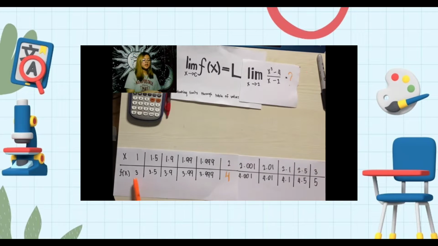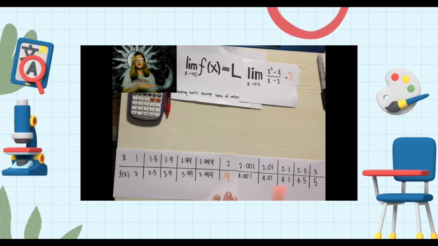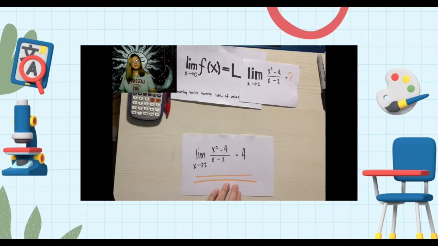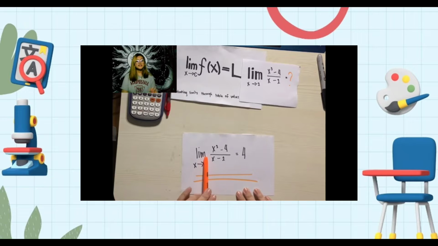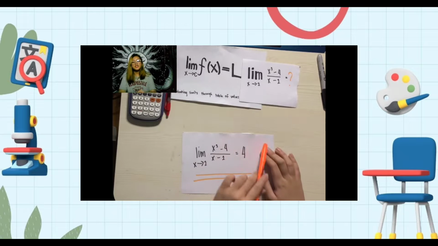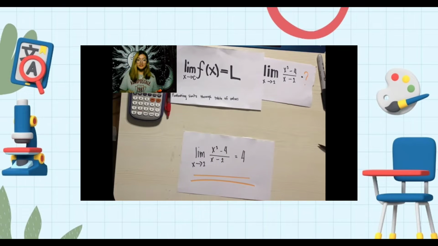As you can see, from the left side, the values are going towards 4, and from the right side, they are also going towards 4. So we can say that the limit of x squared minus 4 over x minus 2 as x approaches 2 is equal to 4. That's our answer. The limit is 4.